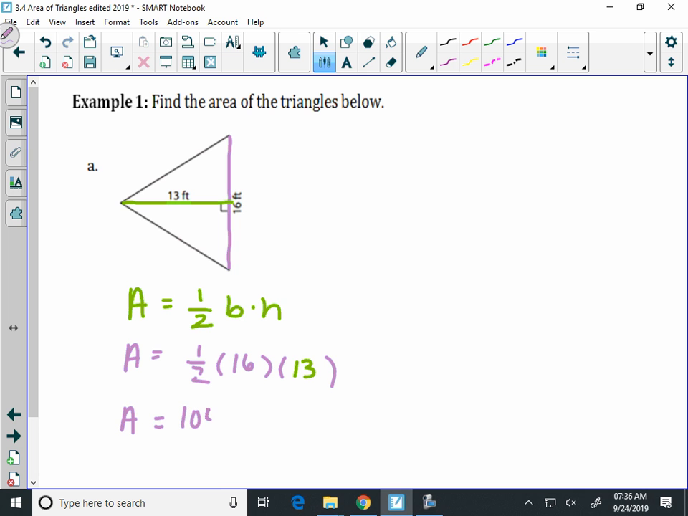When we label, we say feet what when we find the area? Feet squared. So when we have units, it's that unit squared. Because it's 16 feet times 13. I think x times x is x squared. A foot times a foot is foot squared. Questions over that?